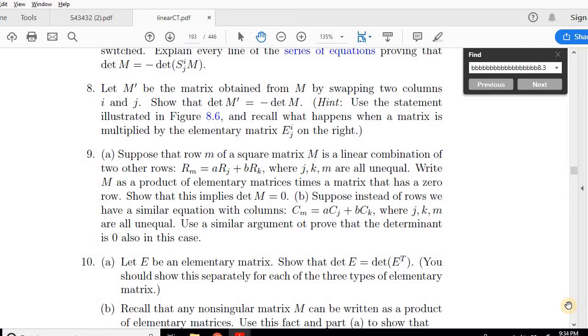All right, now what relation does that matrix have with M? Here, let, okay.